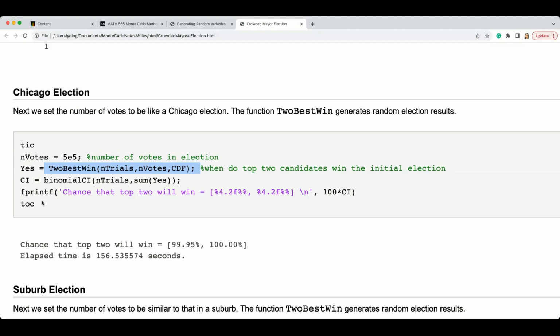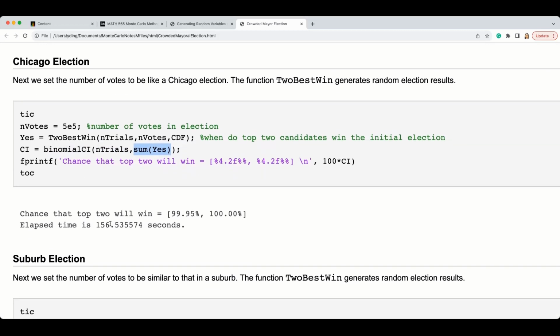Then we will use this one. This is the binomial CI. Recall this one: this is when we try to construct the confidence interval for a probability. If we convert the problem from Bernoulli to binomial, then we will check that. So we do n trials, which means 10 to the power 4 times, and see how many yes we have. Okay? So to construct the confidence interval, the top 2 will win.